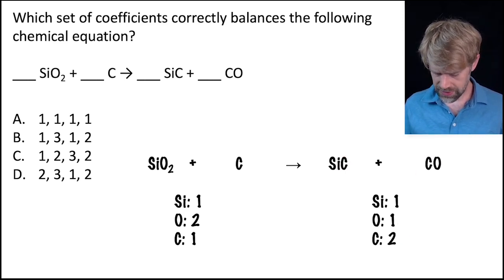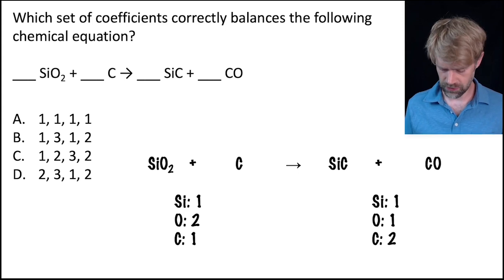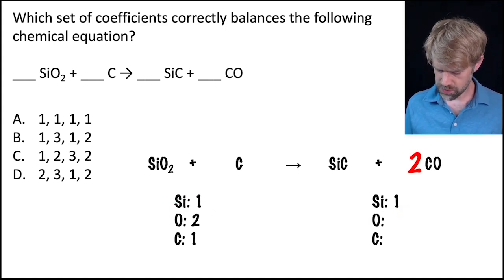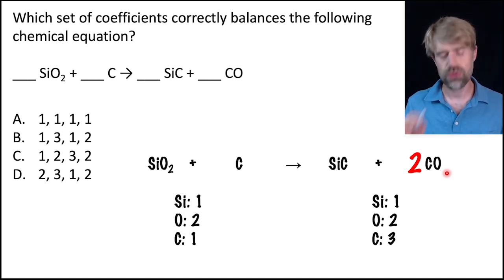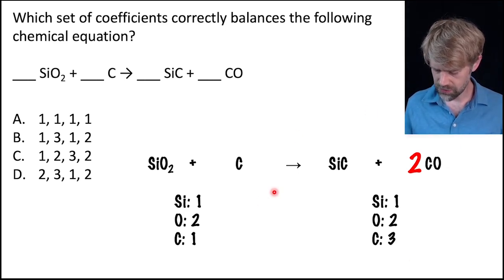Okay, let's start out by balancing the oxygens. We have 2 oxygens here, 1 oxygen there. So we can just put a 2 right there, okay? When we put a 2 there, it gives us 2 oxygen, and it also affects the number of carbon that we have, right? So now we have 3 carbon on the right side because we have 2 carbons here, and we have 1 carbon there. So our total number of carbons is 3.